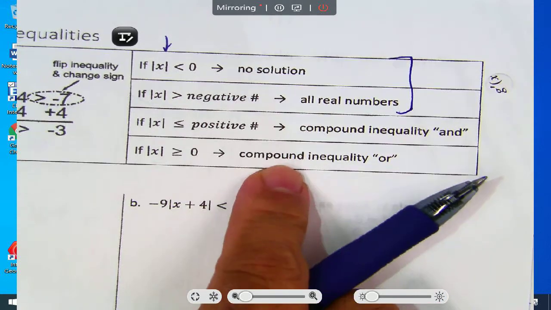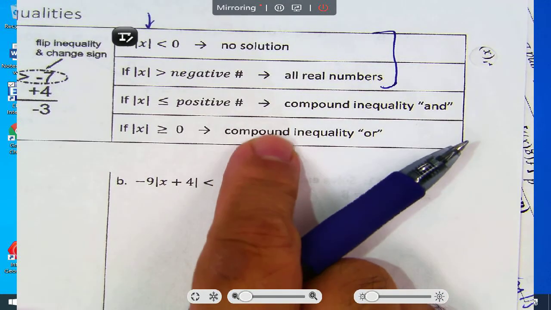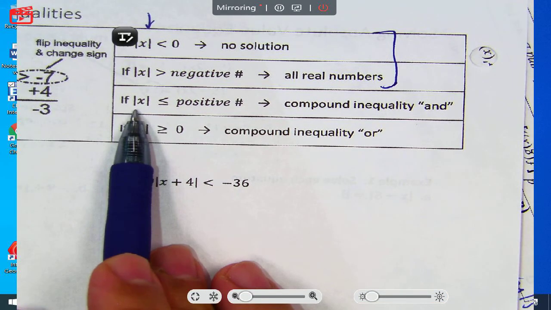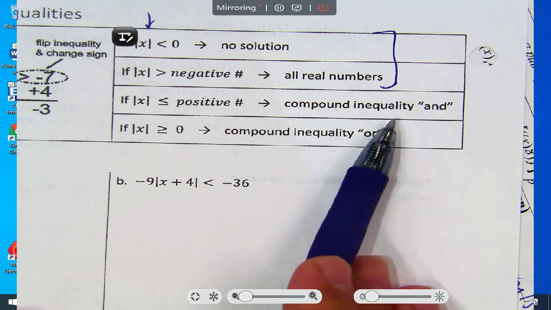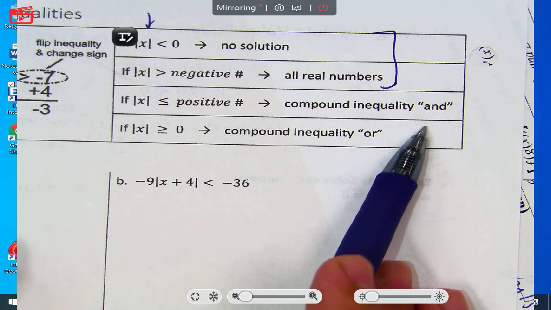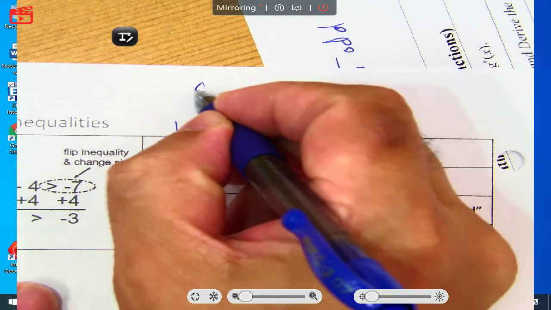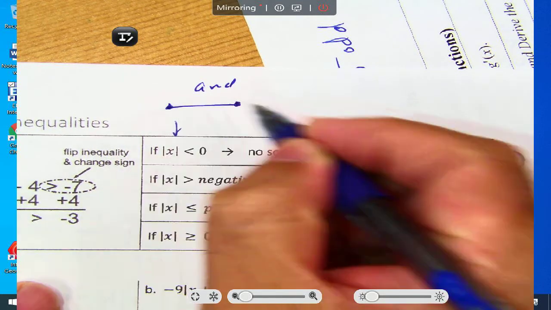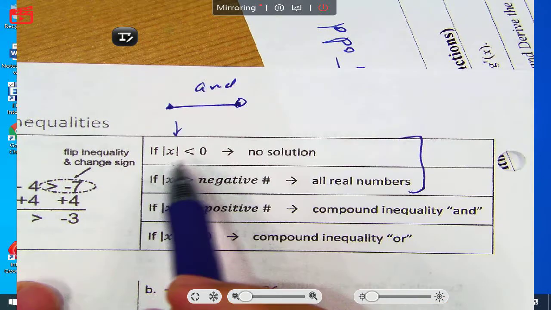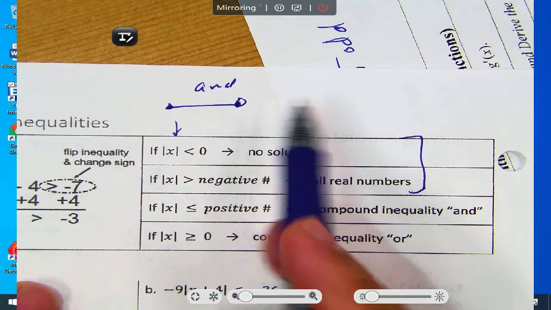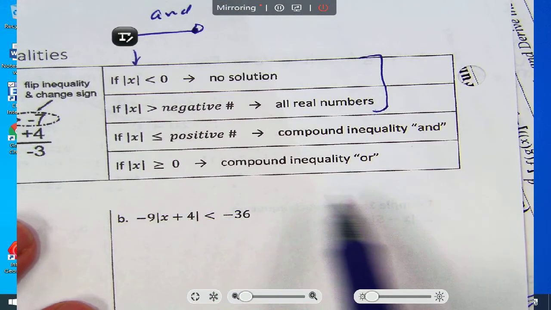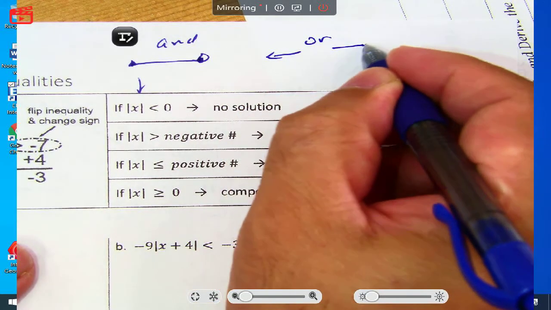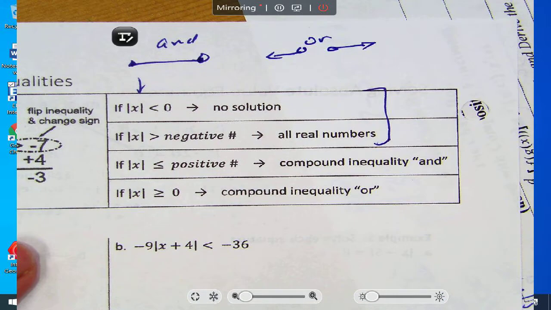The second pair is how the solutions go. All right, so if the absolute value is less than a positive number, you have an AND situation. An AND situation when you graph it looks like this. It looks like a line segment. It could be open-ended, but the point is it's going to be a line segment. If it's greater than or equal to, it's an OR situation. An OR situation looks like this, where it's opposite direction.